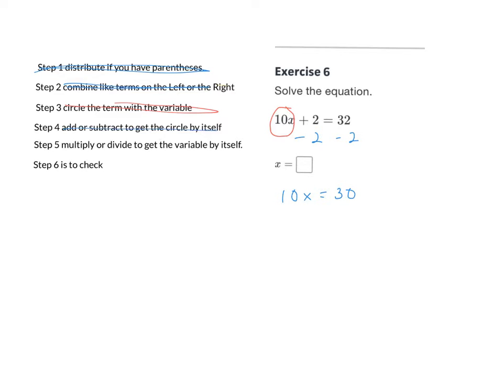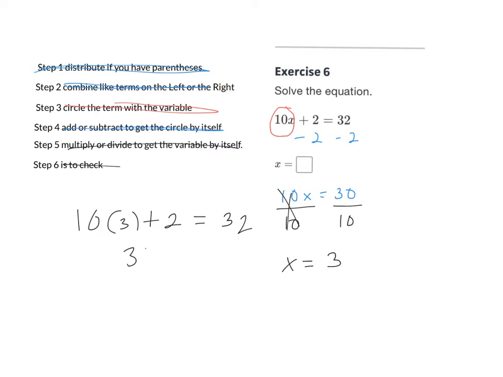Now, I'm going to multiply or divide to isolate the variable. So the inverse of multiplying by 10 is dividing by 10. So I'm going to divide both sides by 10. That's going to isolate the variable, giving me x is equal to 3. The last thing to do is check. We'd have 10 times 3 plus 2 equals 32. 10 times 3 is 30. 30 plus 2 is 32 is equal to 32. And our check is done.